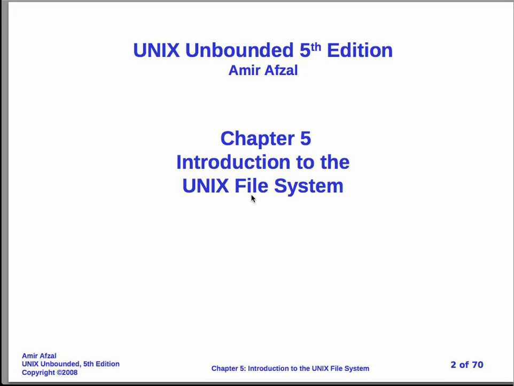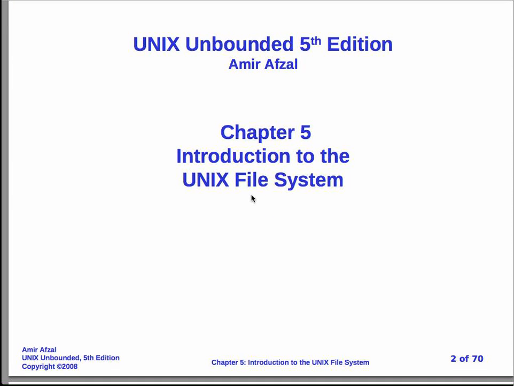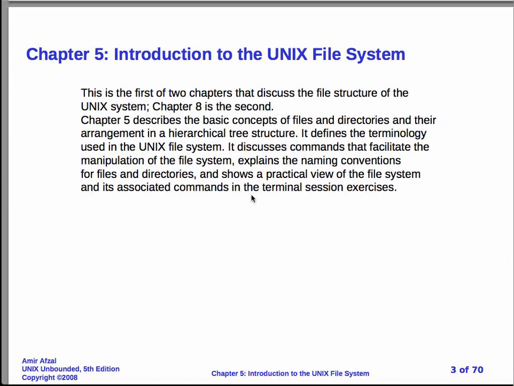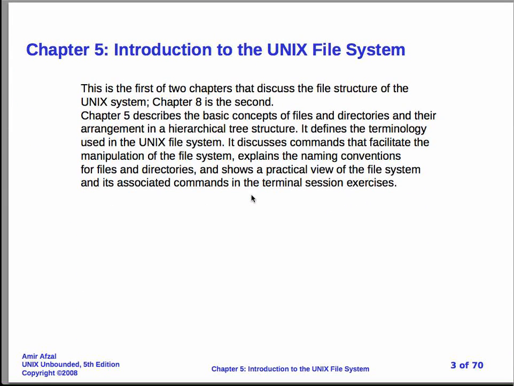So this is chapter 5 in the book, if you have it. This is the first of two chapters that will look at the file structure of Unix and also look at commands that deal with the file system. Chapter 8 is the second one, chapter 5 is the first, and then chapter 8 will also look at the file system. Okay, so we'll look at basic concepts of files and directories.